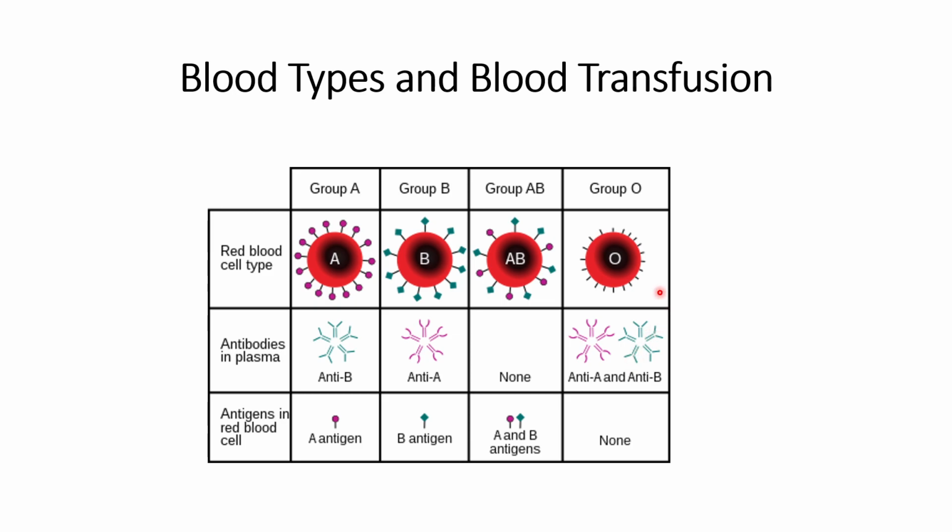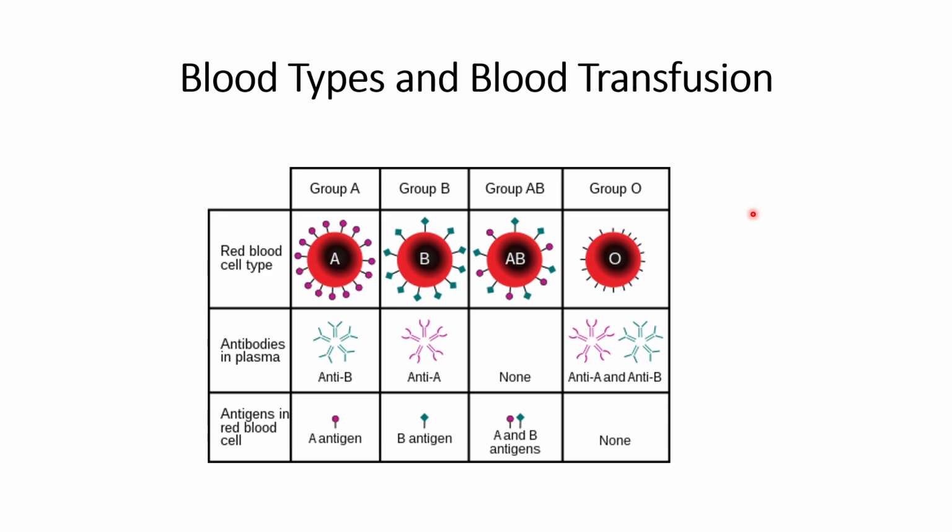Now the last, group O. Since group O does not have any antigen present, it can donate blood to all human beings, whether group A, group B, group AB, or group O. However, group O can take blood only from group O, because it has antibodies against both A antigen and B antigen. So that is why we hear that group O can donate blood to everyone, but it can take blood only from another group O person.